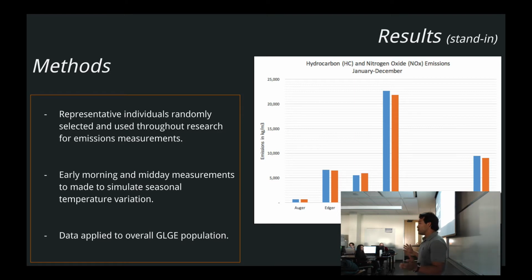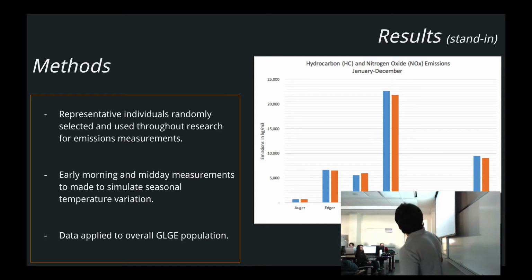The reason why we took the emissions data in the morning and in the afternoon or midday is because we wanted to emulate what the temperature variation in winter and summer would look like. So by taking emission measurements in the morning before the sun heated up, and in the afternoon, we would get those variations.